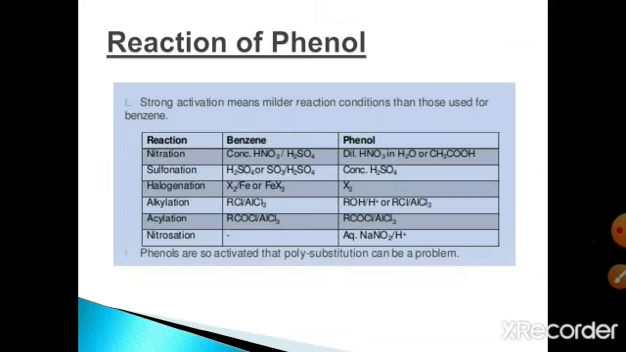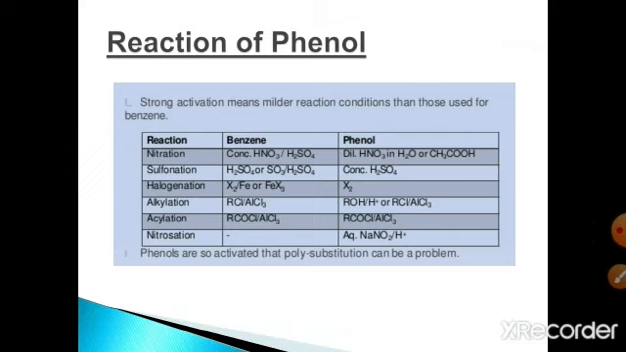For example, nitration. If nitration takes place on benzene, we use concentrated nitric acid along with sulfuric acid. But whenever a phenol OH group is present on the benzene ring, nitration takes place in the presence of dilute nitric acid. Similarly, sulfonation takes place on benzene in the presence of sulfuric acid, or fuming sulfuric acid can be used. But when phenol is present and sulfonation takes place, then we use only concentrated sulfuric acid.